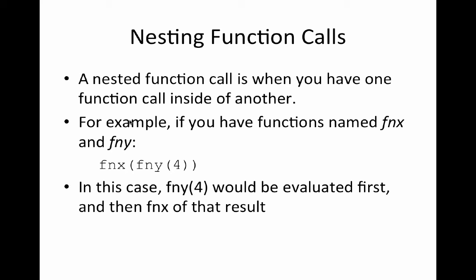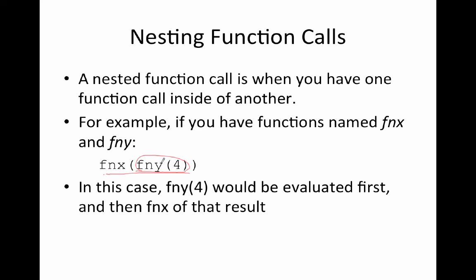A nested function call is when you have one function call inside of another. So for example, let's say we have two functions named fnx and fny. Here's an example of a nested function call where our expression is fnx(fny(4)). So fnx of fny of 4. The inner parentheses are going to be evaluated first. So what we're going to do first is fny of 4.